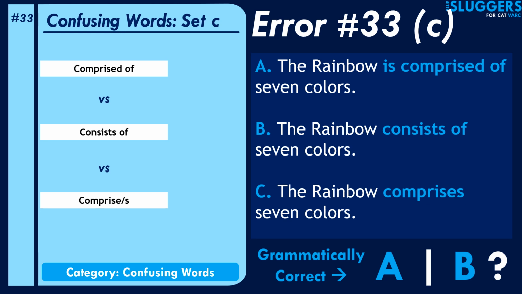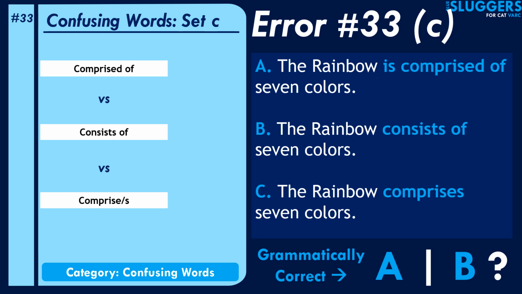Coming to the third set, the words we have here are comprised, consists, and comprise. Almost every one of these words more or less means that something is made up of something, so X might be made up of Y, Z, A, B, C, etc. But the way they are used with prepositions or without them is different. For example, comprised will always be comprised of. You'll never write that the rainbow is comprised seven colors. You need to have that of there.